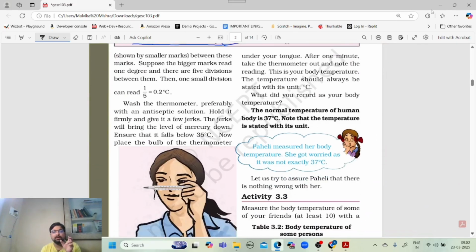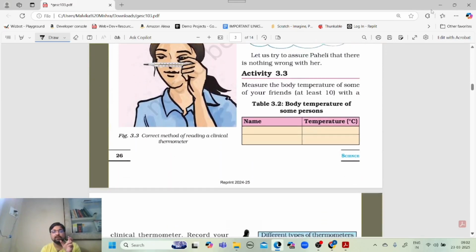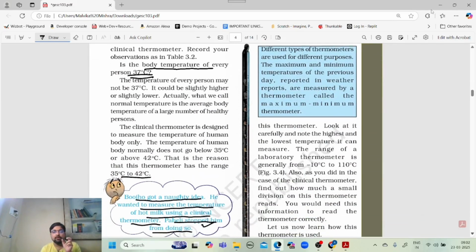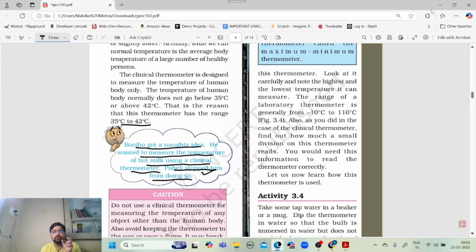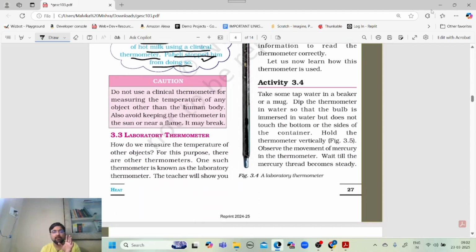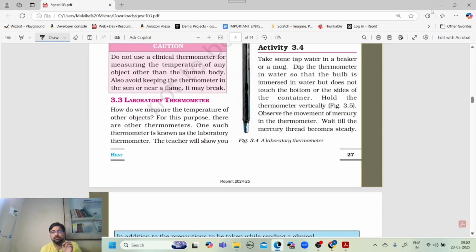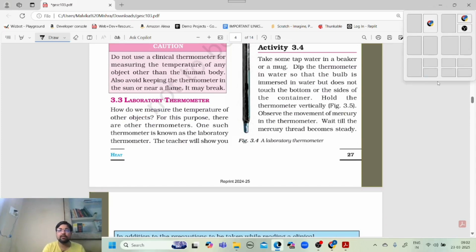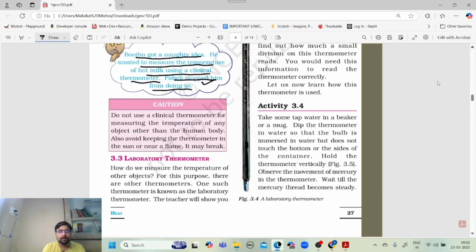You should see the thermometer. If there is a mercury thermometer in your home, then you should take it out, but with care, and just see whether you find these two scales there or not.